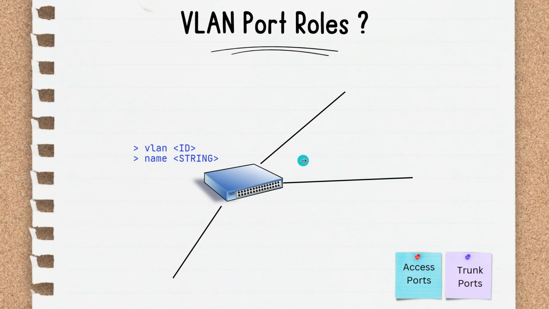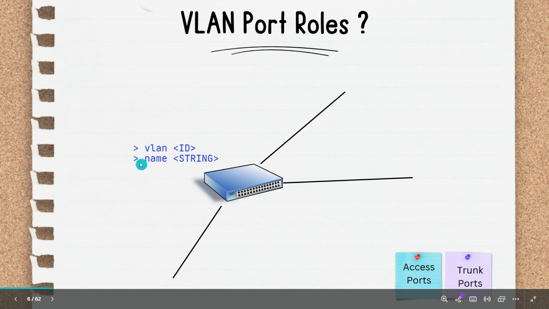Now we have talked about the port roles. There are two port roles, access ports and trunk ports, right? And we can actually configure VLAN using these commands.